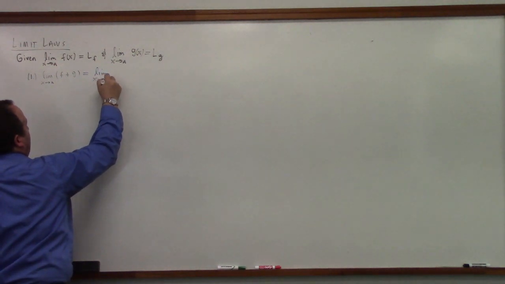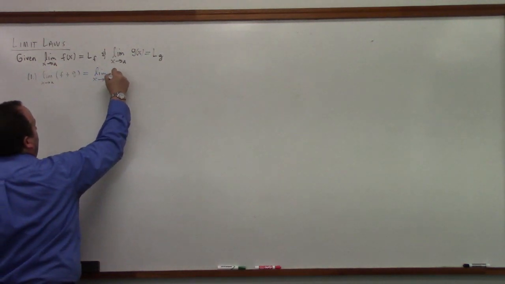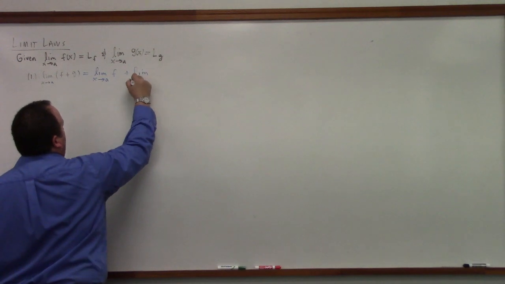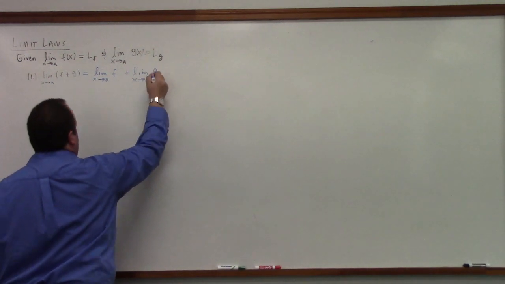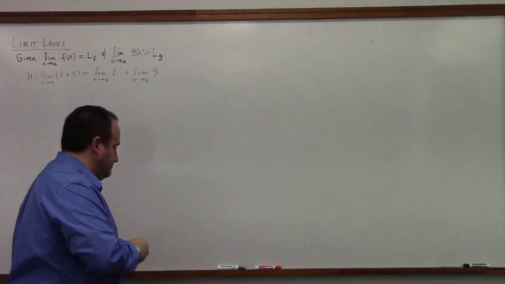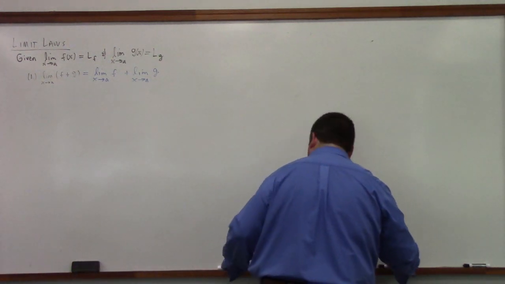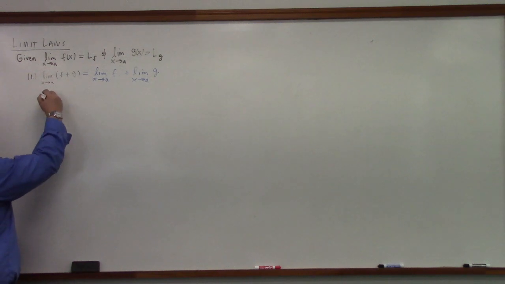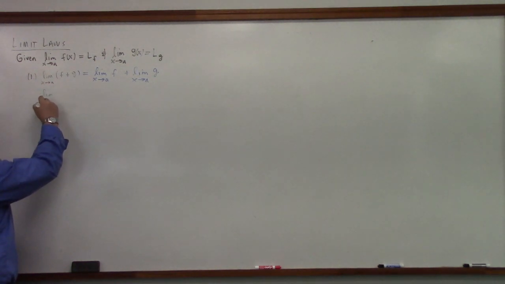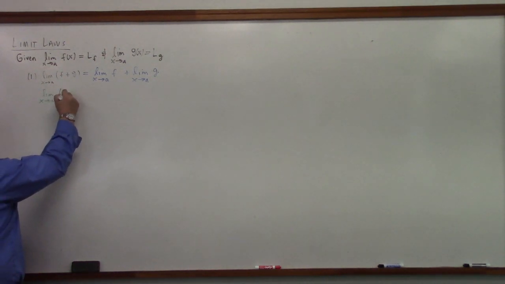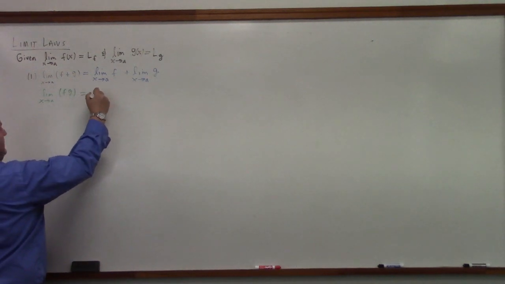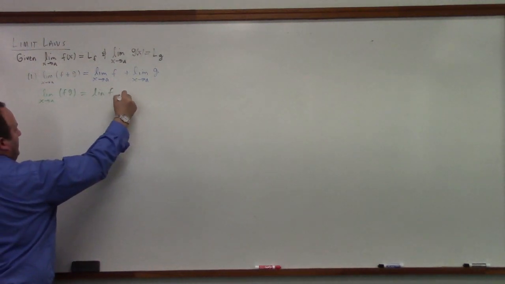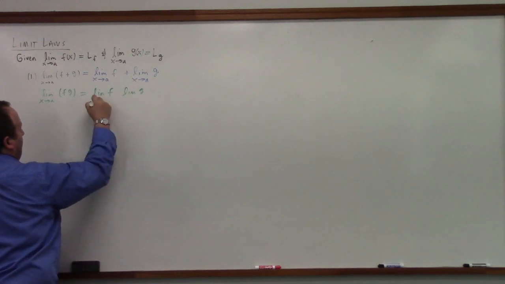Well, I could write L sub f plus L sub g, right? And what else was the other property we had? Like how this one works, the limit of f times g is what? The limit of f times the limit of g, right?